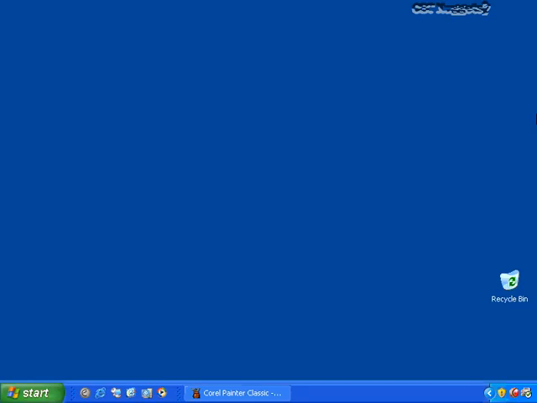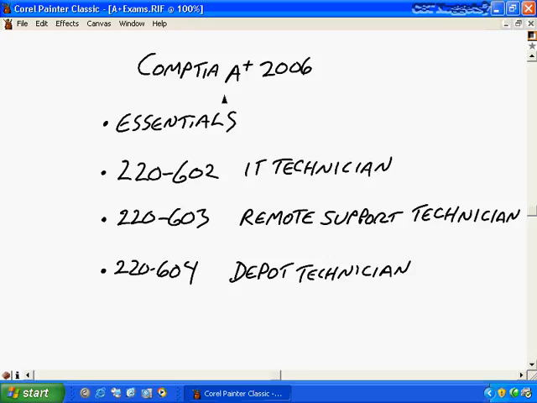CompTIA is an organization that certifies the knowledge and skill sets for technical persons, and we're specifically looking for the A+ exam objectives, which deal with hardware and operating systems primarily. So let's go ahead and take a look first of all at what exams are involved in the CompTIA A+ exam series. Now it all starts off with the A+ Essentials exam. This covers a broad scope of hardware and operating systems that the A+ technician is likely to encounter.